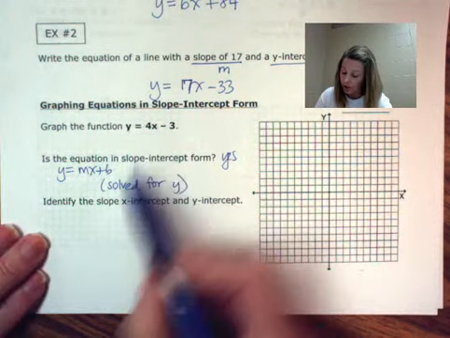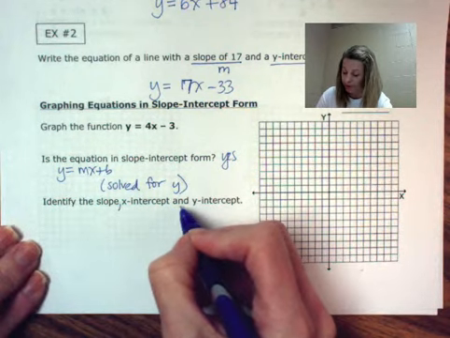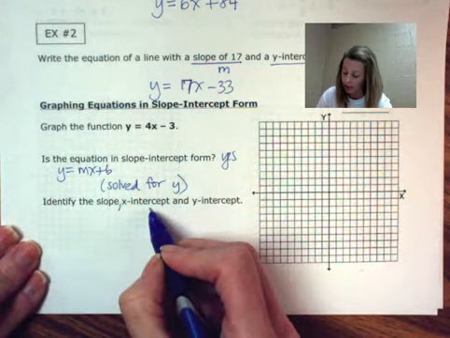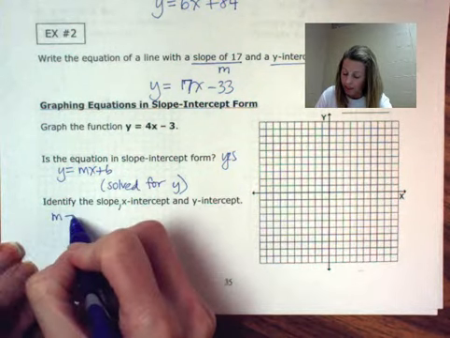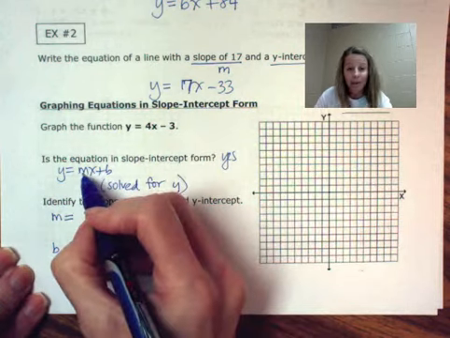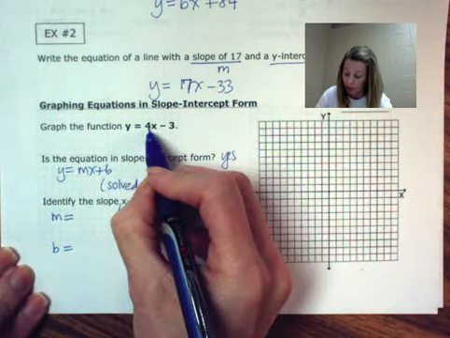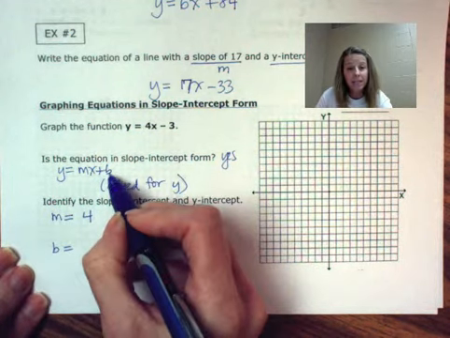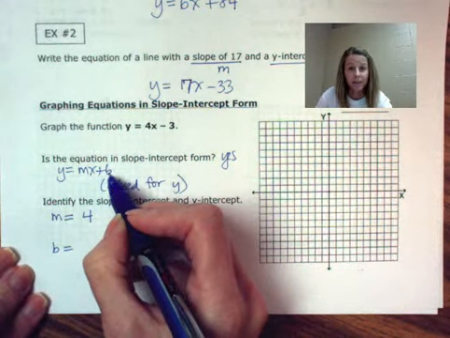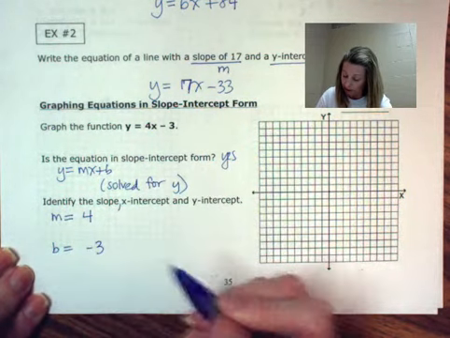So what I want to do is identify slope, x-intercept, and y-intercept. We're going to come back to x-intercept in a minute. But I want to pick out the m and the b from this equation. The m is always being multiplied by the x, so in this problem, it's a 4. The b is the part of the equation that is not attached to a variable, so the negative 3.